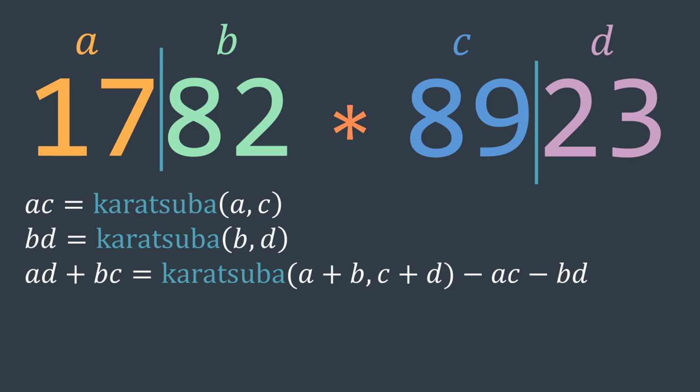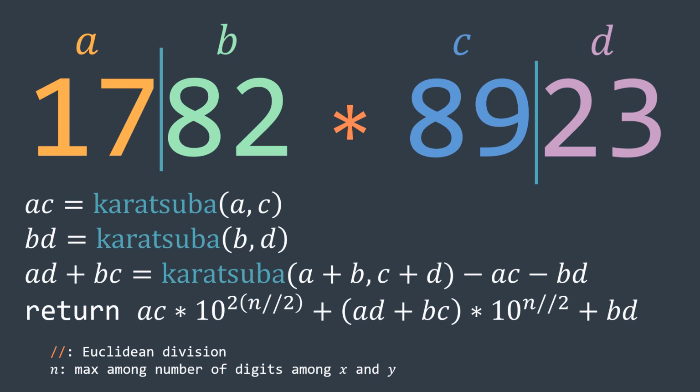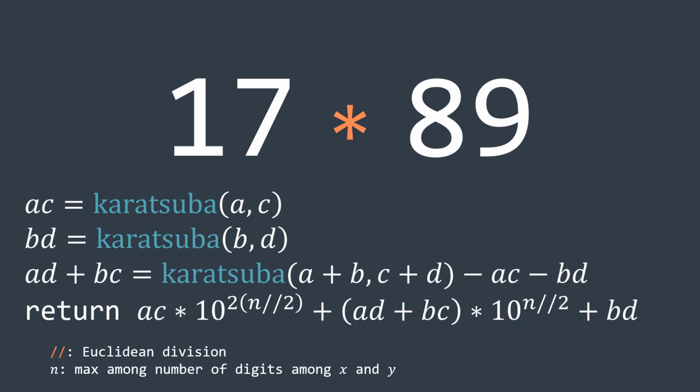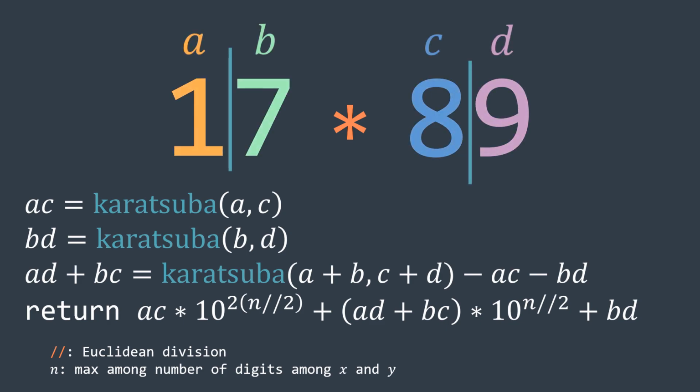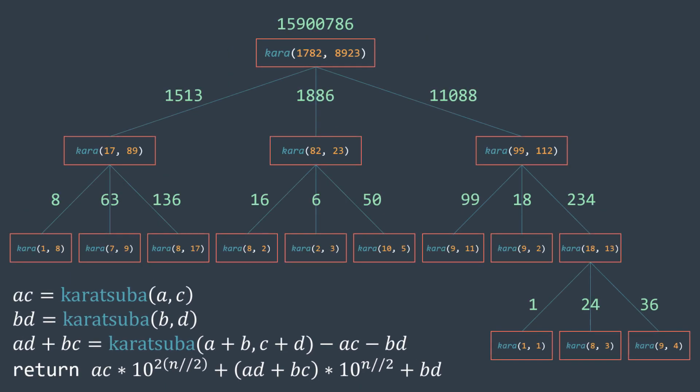And now, to get x times y, we return ac times 10 to the power of 2 times the Euclidean division of n by 2, plus (ad plus bc) times 10 to the power of the Euclidean division of n by 2, plus bd. Note that n represents the maximum number of digits among x and y. And this is a recursive function, so to calculate ac for example, we perform the same process until we reach the base case where one of the parameters has only one digit. In that case, we just perform the multiplication normally. Here is the recursion tree for this example.